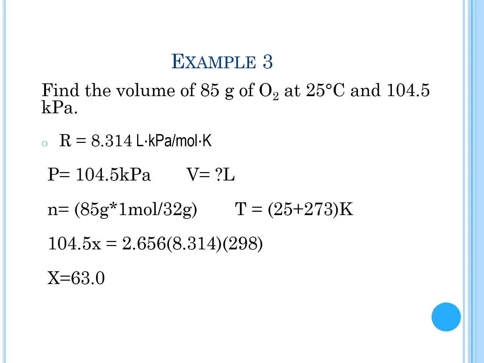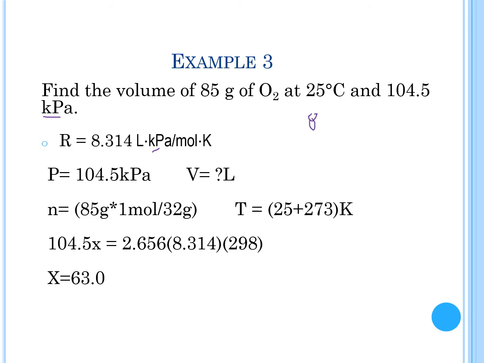And then the example that we led off with in class, find the volume of 85 grams of oxygen at 25 degrees Celsius and 104.5 kPa. So our R value is given, it's a constant, and that's the 8.314 based on kilopascals, the unit matching. So we want to write down our units and identify them. P is 104.5 kilopascals, volume is what we're finding. N was 85 grams, we have to convert it to moles with a one-step conversion.